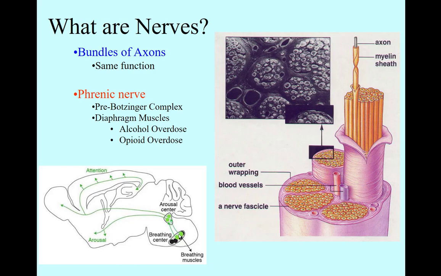So this is the breathing center, and it has a bunch of cells, and it sends out a bunch of its axons, all bundled together like this, called the phrenic nerve, to the diaphragm. And it is sending a regular pulse for you to contract, relax. So this breathing center is sending a regular pulse that allows you to breathe.